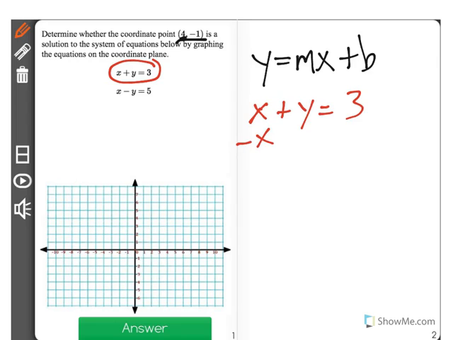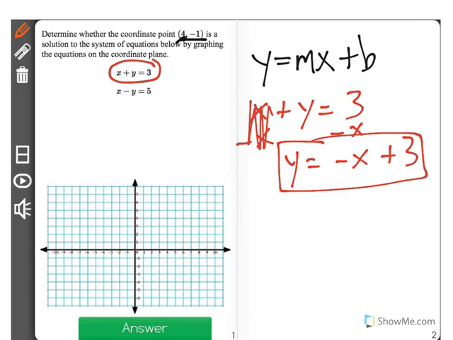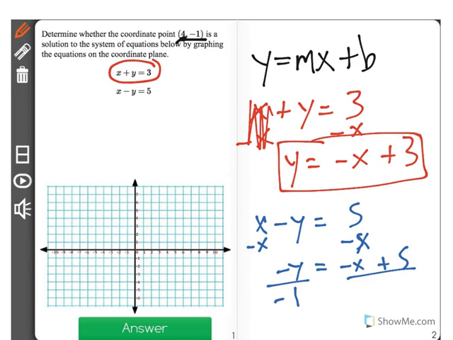by subtracting x from both sides. Then I'll end up with y all alone, and I'll have y = -x + 3, which is in the correct form. Next I have x - y = 5. Now the way that this will work is I'm going to again subtract x, but you'll see here I have -y = -x + 5. I don't want negative y, I want positive y. So I have to divide both sides by -1, which leaves me with y = x - 5.